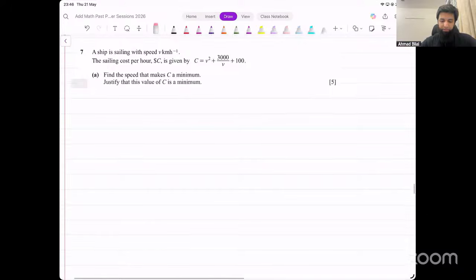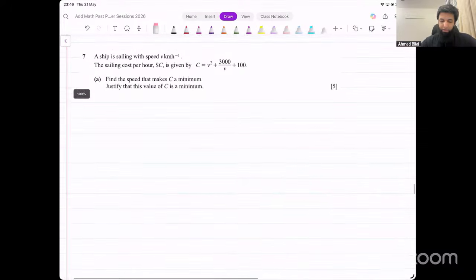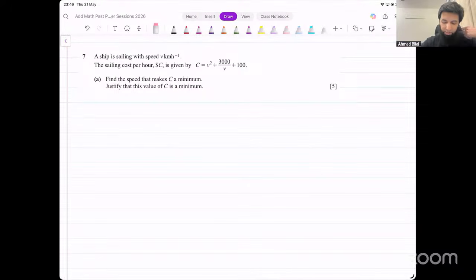Question number 7. Now they're saying a ship is sailing with speed v kilometers per hour. The sailing cost per hour is given by this. Find the speed that makes C a minimum. Justify that this value of C is a minimum.